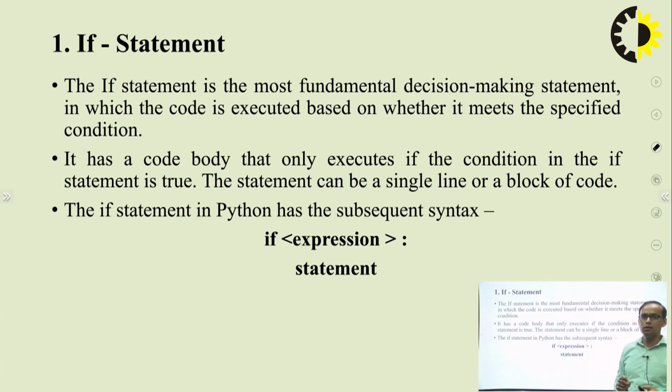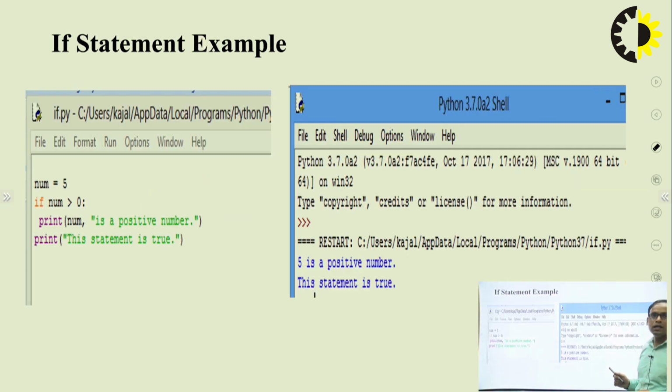The general syntax in Python to define the if statement is this. This is the if keyword. After that, we write the expression, which represents the condition to be satisfied, and after that the colon. After the colon comes the statement inside the if block. If the condition or expression specified here is true, only then the statement inside the if block will be executed. For example, this is an example of the simple if statement.